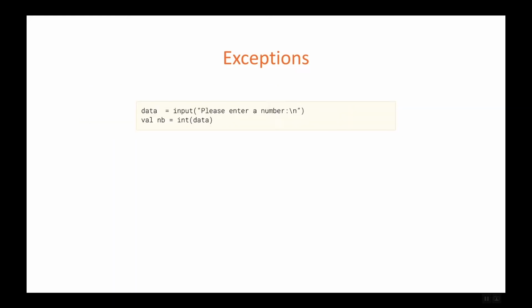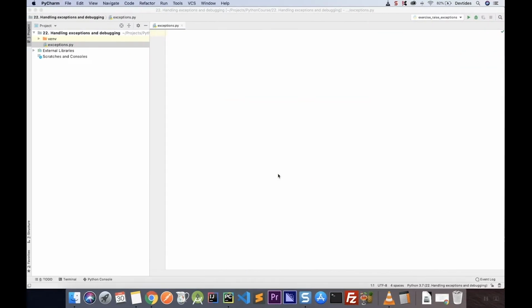Now let's go ahead and have a look at some exceptions that might occur. So for instance, in this case, we are asking the user for a number and we are trying to convert that input data into an integer. However, if the user enters a string that is not a number, then we will get what we call a value error, and the message for the value error says invalid literal for int. Okay, so let's try that out in our code.